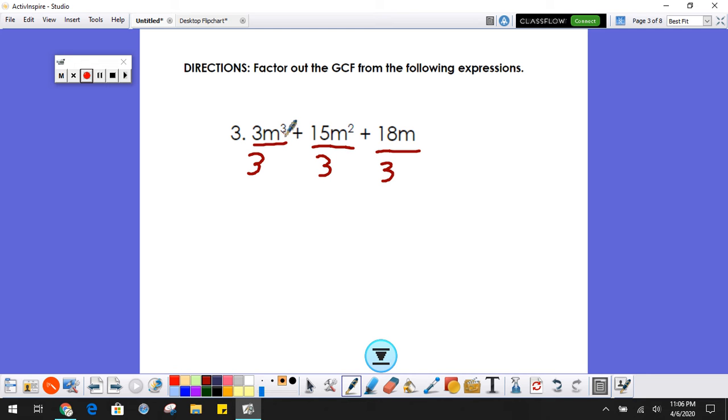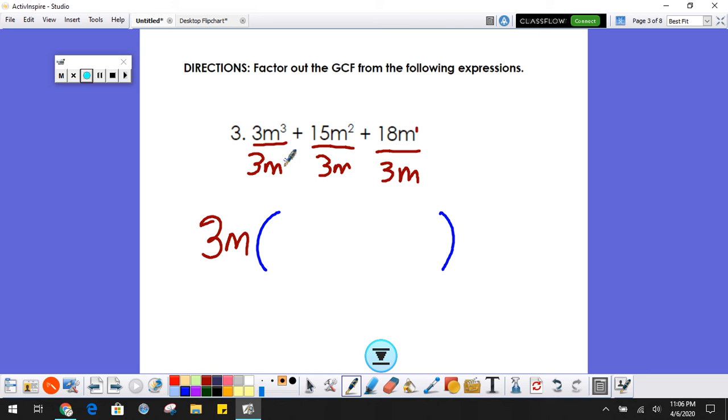Then I'm going to notice that this has m to the third, or 3 m's. This has m to the second, or 2 m's. This has m to the first, or 1 m. So all 3 of these have at least 1 m. So I'm going to divide them all by the 1 m. The 3m that I just divided everything by is going to be on the outside of my parentheses. And the inside of the parentheses is going to be what I get after I divide.